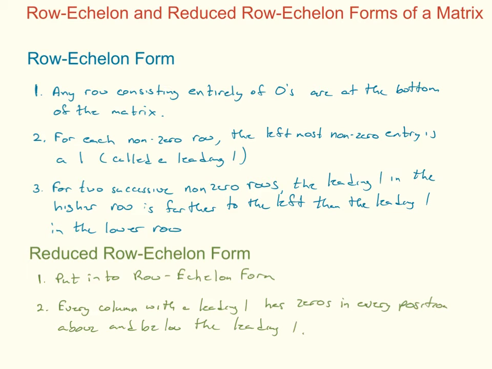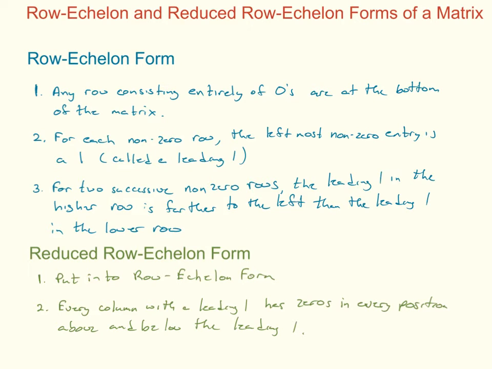Now time for some more terminology. What we have is what's called row-echelon and reduced row-echelon forms of a matrix. We're going to take a look at examples of these as well, the matrices in these forms. But these are the forms that you're going to be working with.